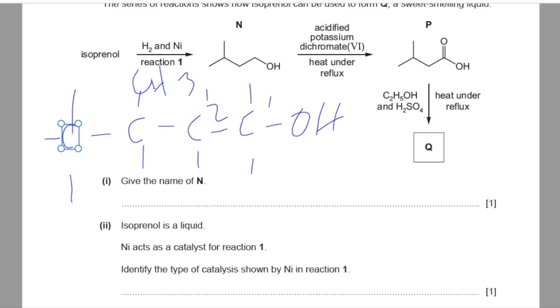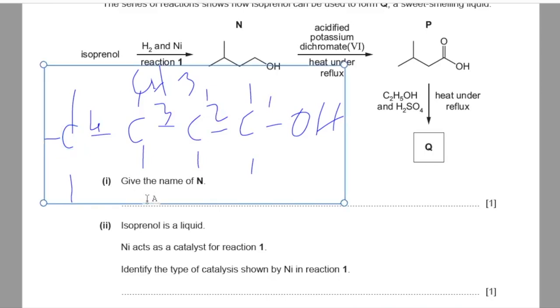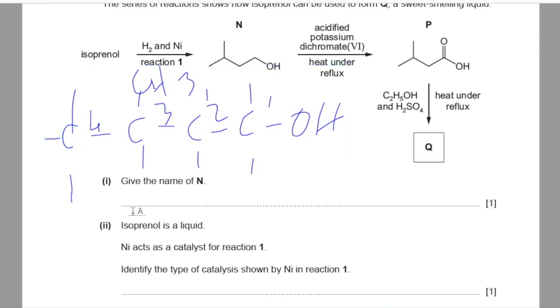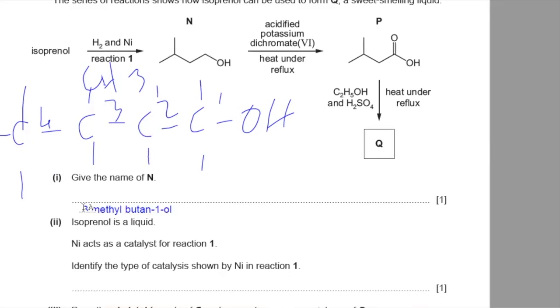So 1, 2, 3, 4. Hence the name of N is 3-methylbutan-1-ol. 3-methyl is because it comes from this methyl group attached to the third carbon atom, and butane comes from the largest carbon chain consisting of 4 carbon atoms, and 1-ol means that the hydroxyl group is attached to the first carbon atom.